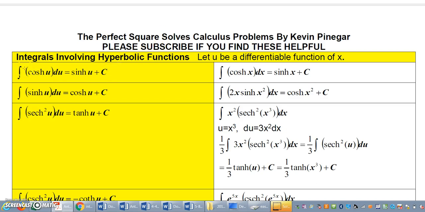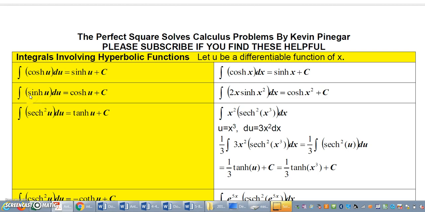In this section, we're going to talk about integrals that involve hyperbolic functions. So I'll start you out with the first one here. The integral of hyperbolic cosine of u du is actually the hyperbolic sine of u plus a constant. So start you out with something simple here. That means the integral of hyperbolic cosine of x dx would equal simply the hyperbolic sine of x plus a constant.